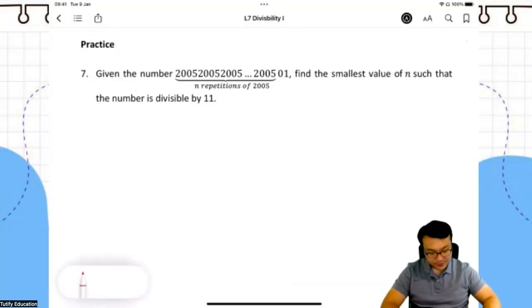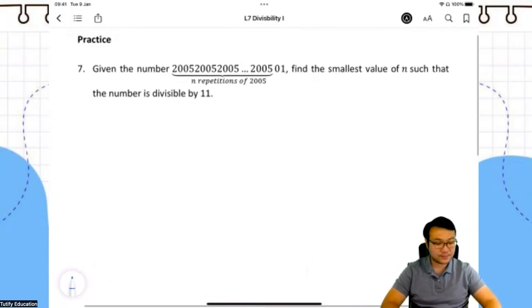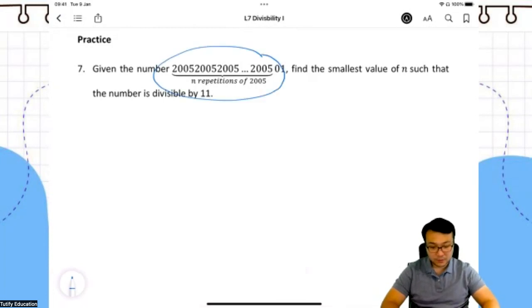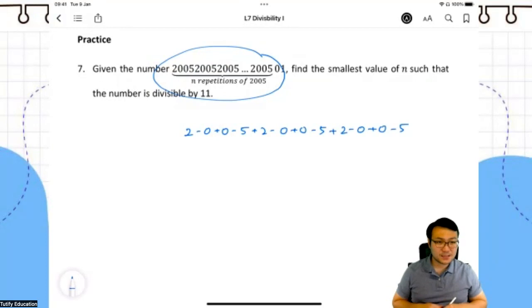Now, Claudia, you know that the divisibility rule of 11 requires you to find the alternating sum. And if you want to find the alternating sum of this, it will be impossible to do this, right? Because you don't know how many times it repeats itself, right? Right, Claudia? Yeah. What are we to do? I can't even find the alternating sum. How am I going to find the answer then?